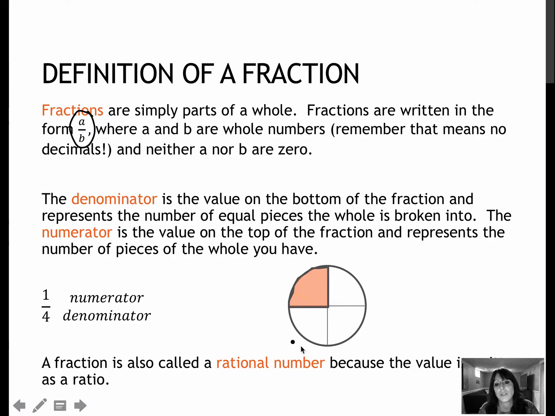And 4 represents the amount of parts our whole is broken into. So if you imagine that this circle is a pie or a pizza, we can see that it's broken into 4 different spaces that are all equal. That's what our denominator represents.